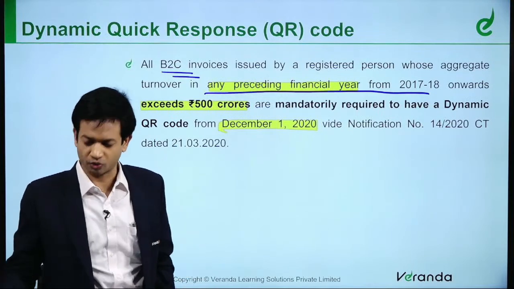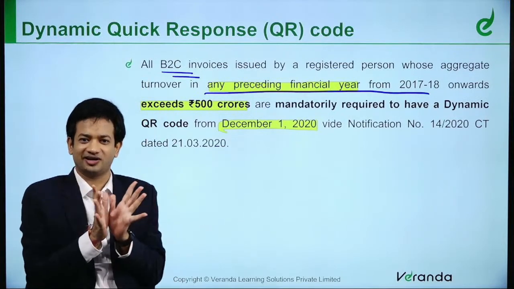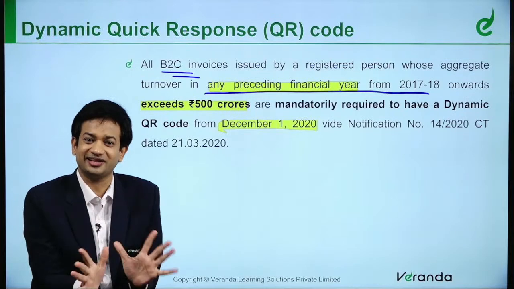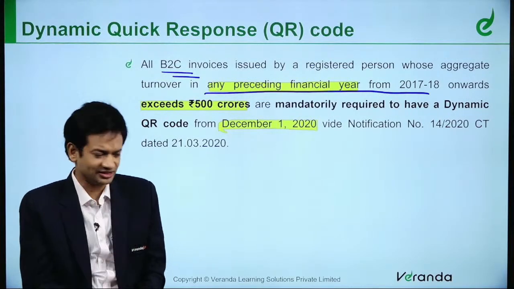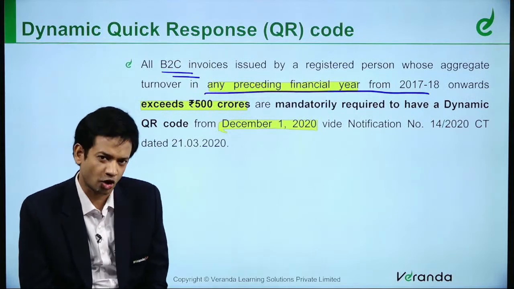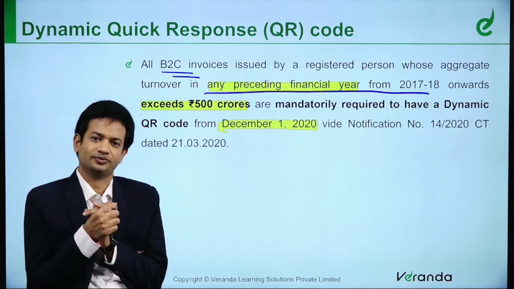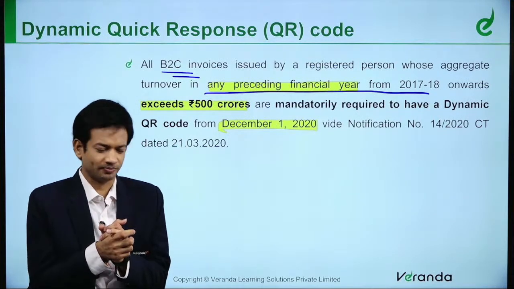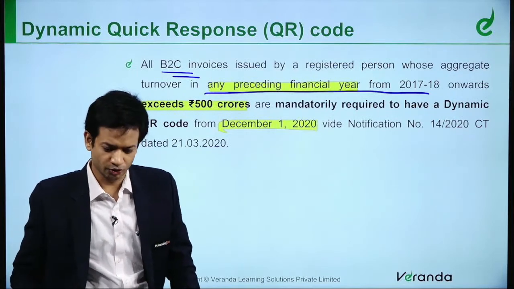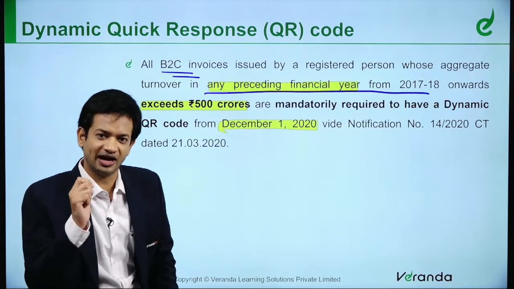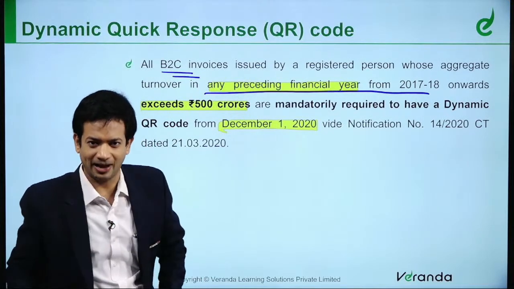Now what is dynamic QR code? Dynamic QR code has nothing, I repeat, nothing to do with the e-invoice portal, IRP portal, invoice registration portal, nothing. Let me give an example. For Diwali, you go to a shop to buy crackers. Let's say it is a 3,000 rupees bill. You say, I do not have cash, I have a debit card to swipe, or I will pay through Google Pay.